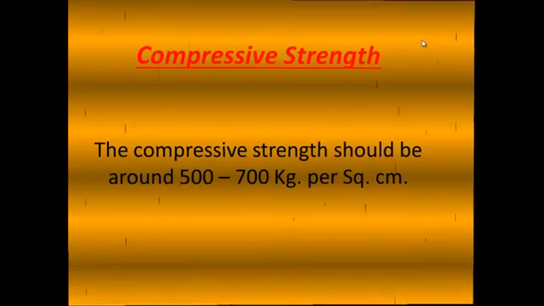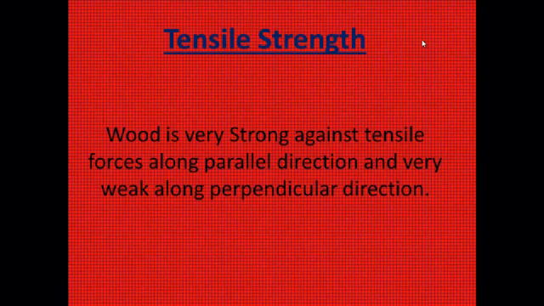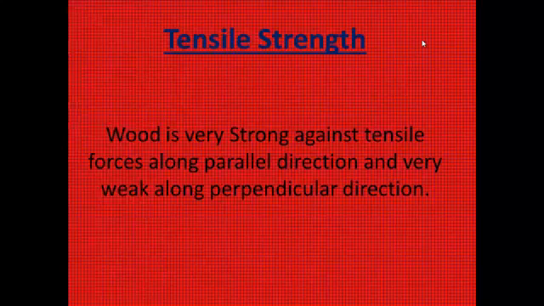Then we have the tensile strength. Woods are very strong to tensile forces along the parallel direction and very weak along the perpendicular direction. The value of tensile strength is from 500 to 2000 kilogram per centimeter square along the parallel direction and only 10 to 100 kilogram per centimeter square along the perpendicular direction. The most important use of timber as a beam is based on the fact that it has very high bending strength, that is, 300 to 900 kilogram per centimeter square.